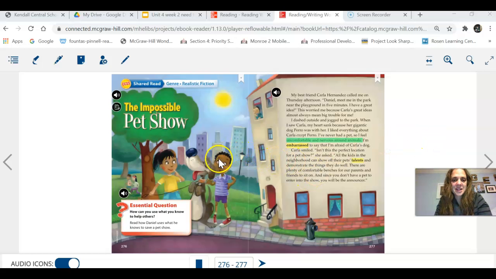I just love looking at Daniel's face because his facial expression shows his point of view.